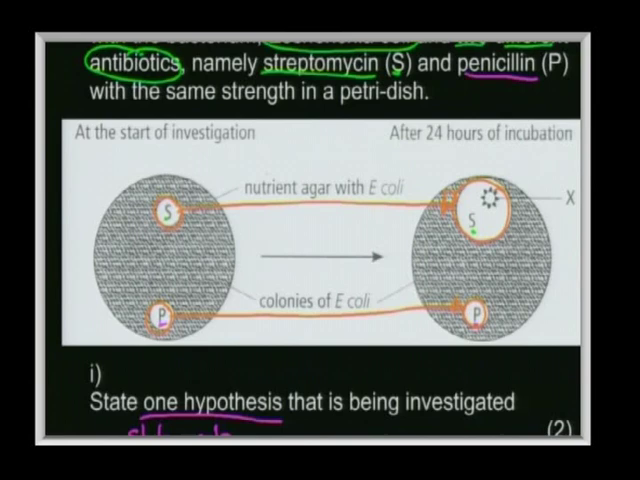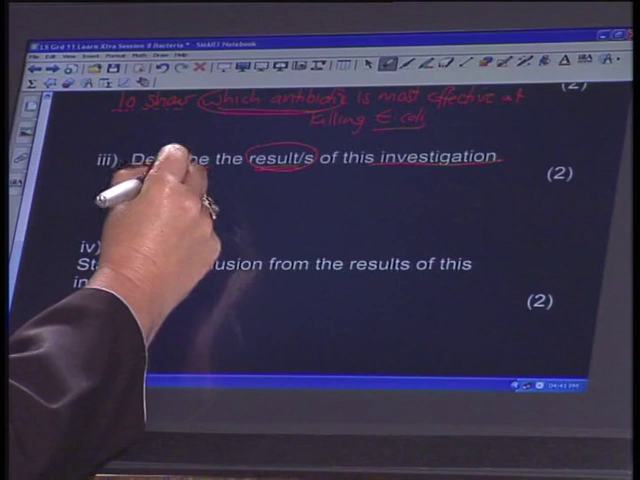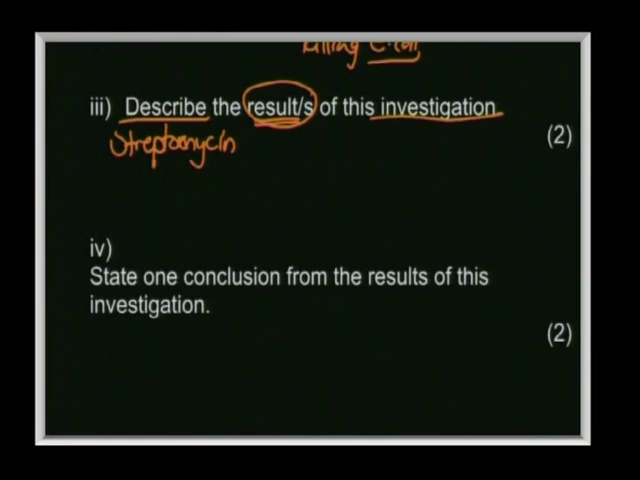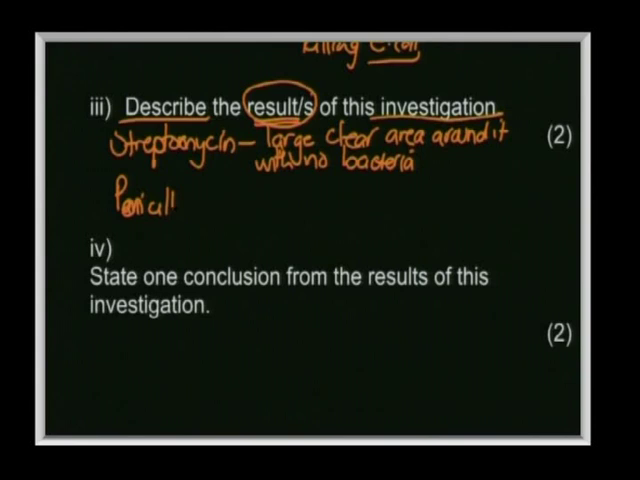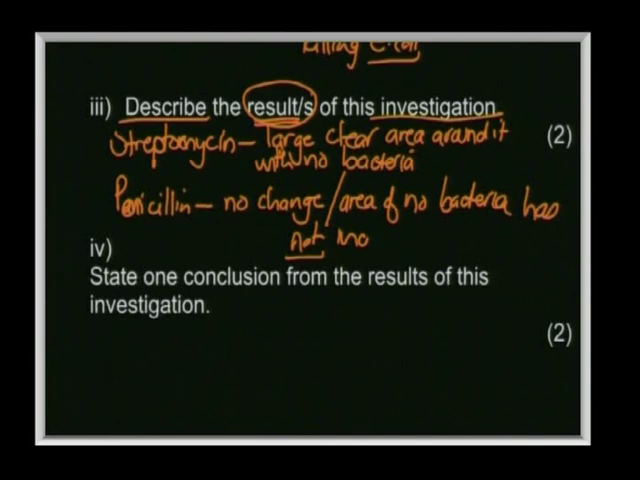Now, back to our question. A result always refers to what can you see. Therefore, we would need to first of all say, what can we see with streptomycin, which is there is a large clear area around it with no bacteria. And what could we see with our other antibiotic, which is penicillin? There has been no change, or you could say the area of no bacteria has not increased. Now remember, that is a result and that is what you can see.